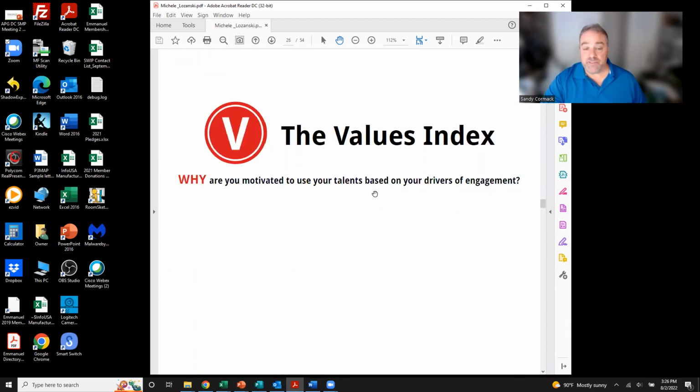Now we're going to move to the values index. The values index looks at your motivators. So if your DISC looked at your behaviors, that shows you how you do things. The values index shows you why you do things. So this is very powerful. It looks at the things that motivate you. It looks at the things you're passionate about. And this is going to be very important because during our conversation, we're going to explore, what is your why? Why do you really want to be a supervisor?